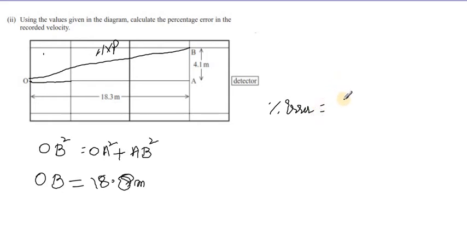you do OB minus OA, which was the actual distance from detector, and divided by OB. If you do this, you have percentage error equal to 2.4%.